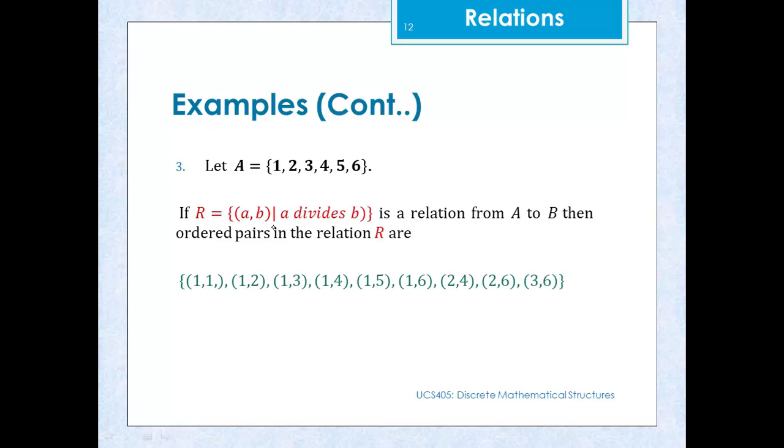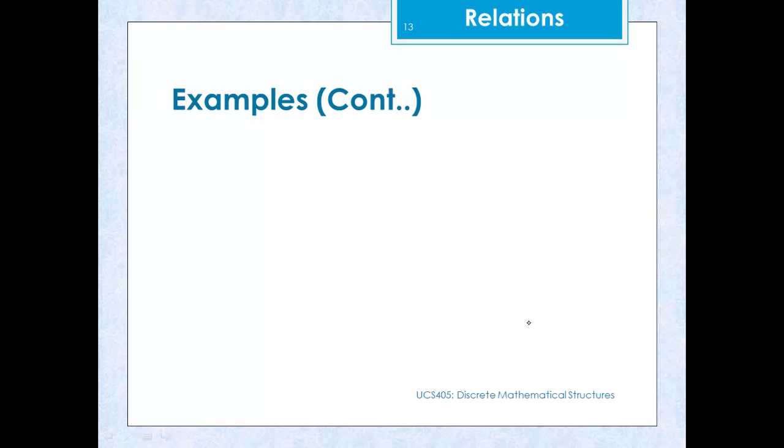second element. So that means the ordered pairs in this relation R would be (1, 1), (1, 2), (1, 3), (1, 4), (1, 5), (1, 6), (2, 4), (2, 6) and (3, 6). This is a relation from A to A here. Let us move to the next example.